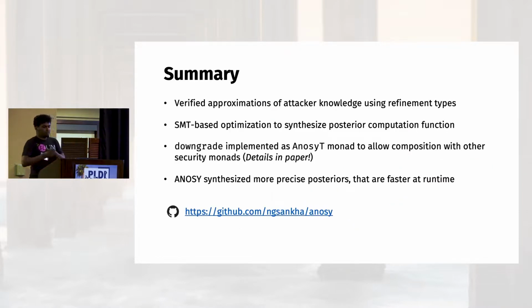So in summary, what we have is a verified approximation of attacker knowledge, and we verify this using refinement types. We have an SMT-based optimization, and the downgrade is implemented as an ANOSY monad. We did not discuss this in this talk, but the details are in the paper. And the ANOSY monad allows us to layer this over other monads like LIO, which means it can enforce non-interference correctly. Also, we synthesize more precise posteriors that are almost zero cost at runtime. The code is available open source at this URL.